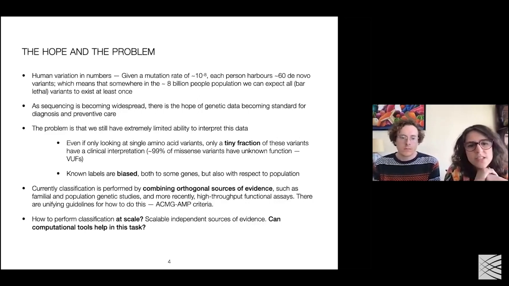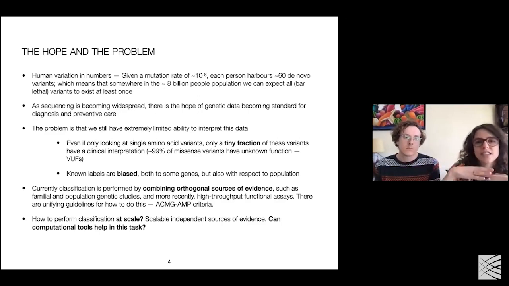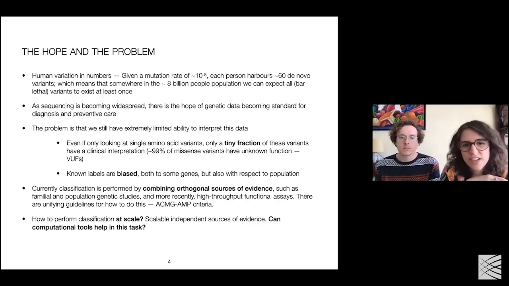So the question is, how can we perform classification at scale? What I mean by scale is to do it such that we can target the large numbers of variants that I just talked about. Well, we need scalable independent sources of evidence, and this is what we would like to focus our talk on today. The question is, can computational tools help in this task of finding scalable sources of evidence?